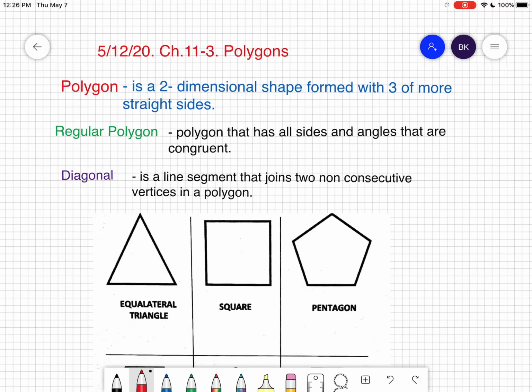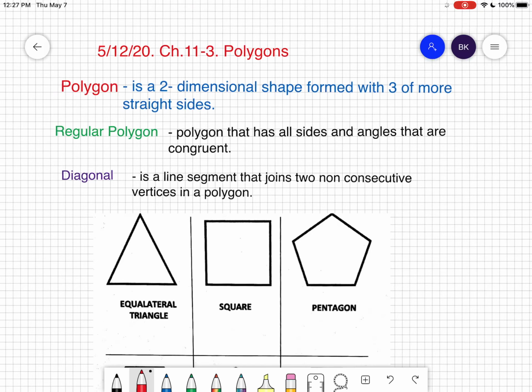Today we will be learning how to find the sum of the degree measures in the entire polygon, and then how to find the degree of each individual angle inside a regular polygon. In order to do that, we need to know the definition of a diagonal. A diagonal is a line segment that joins two non-consecutive vertices in a polygon. Non-consecutive means does not come one after another.